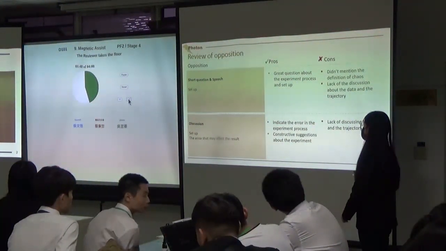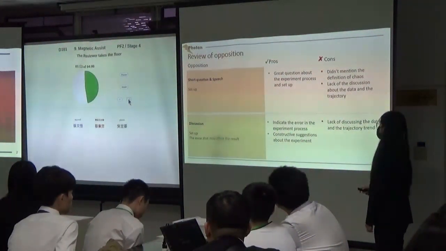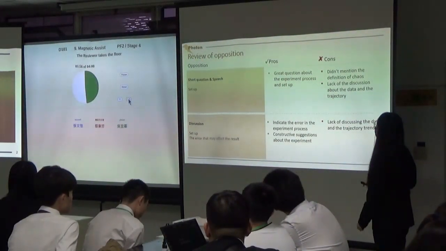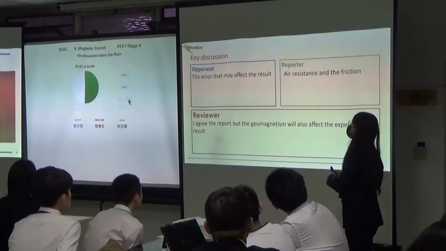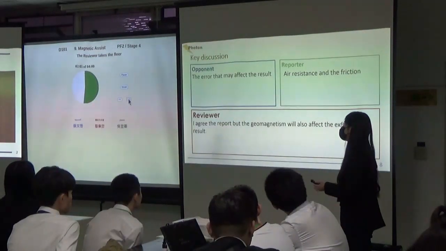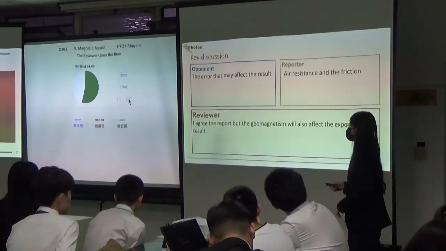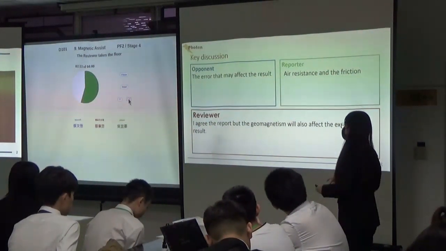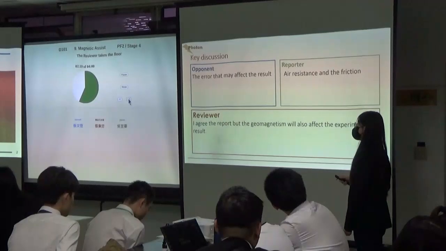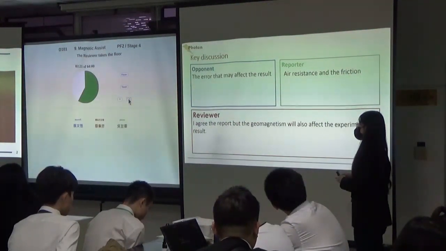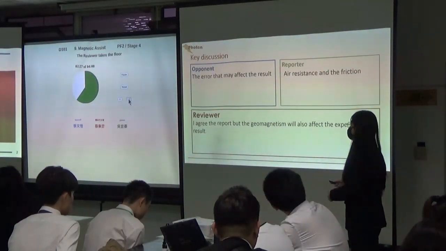Indicate the error in the experiment process and a constructive suggestion about the experiment. But I think he should talk about the data and the trajectory change. And in the key discussion, I think the opponent asked the reporter the error that affects the result, and the reporter said the resistance and the friction may affect the result, and I agree with the reporter, but the geomagnetism will also affect the experimental result because I think during the report I know that he used the parallel and the vertical to do the independent variable.